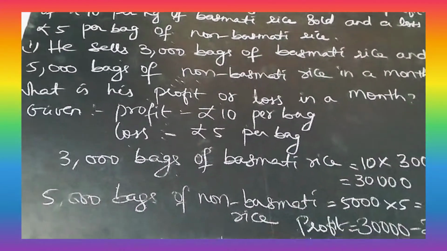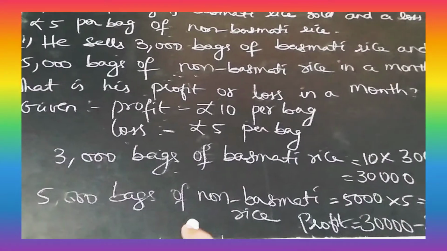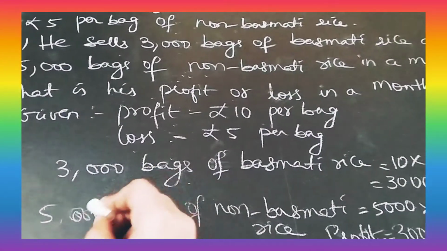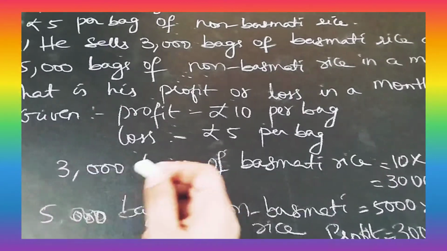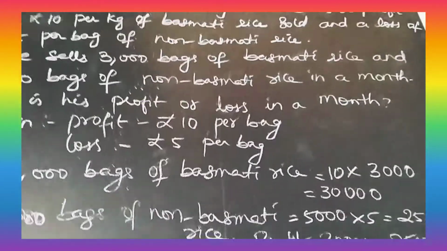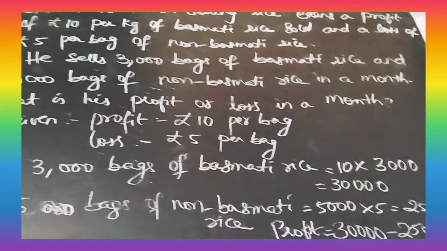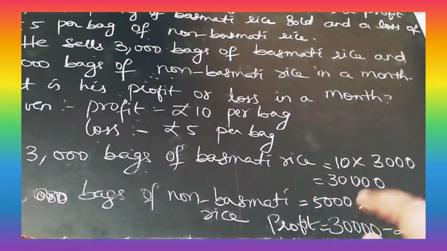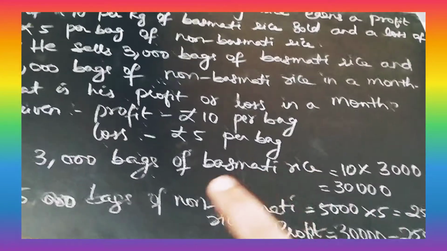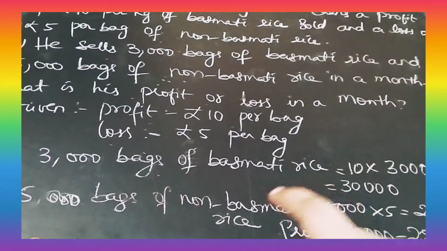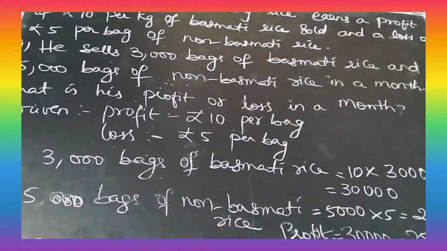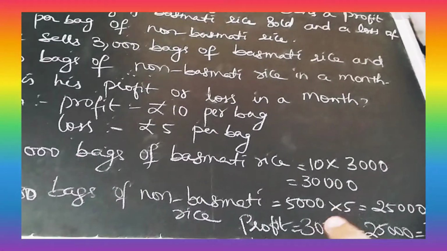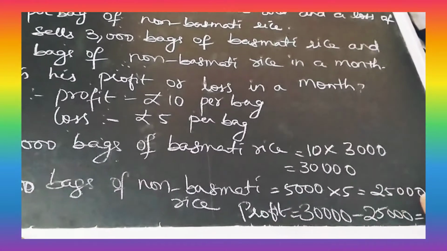Now 5000 bags of non basmati rice. So here what we have to do again? 5000 into 5. We have to multiply with loss. For basmati rice we have to multiply it with profit. For non basmati rice we have to multiply it with loss. So 5000 into 5 is 25,000.